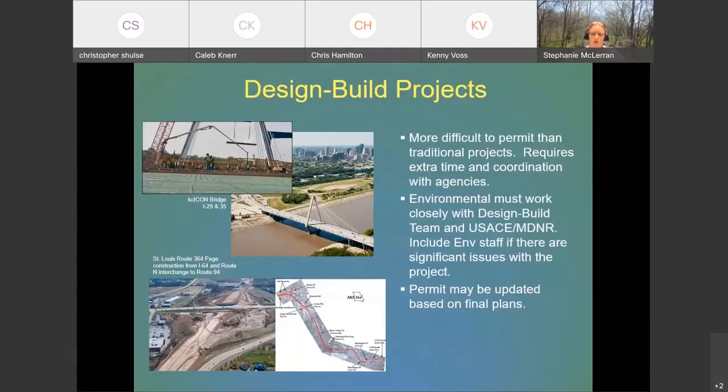So that's why it's really important when there's a design build project that you include environmental staff if there are any significant issues with the project, because it is so difficult to go through this process for these projects, because the process is not built with these kinds of projects in mind.